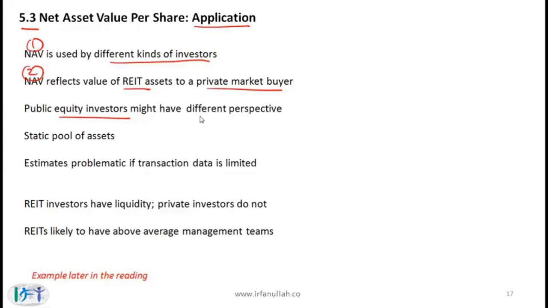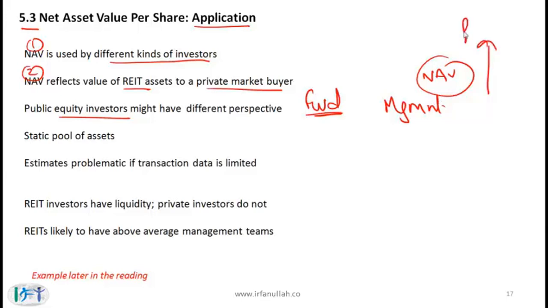Typically, a public equity investor is forward-looking and he will be considering the asset values, but in addition, he'll look at several other factors. For example, the quality of the management team, the outlook of the economy, and so on. And when a public equity investor considers these other forward-looking aspects, the valuation that he might come up with will be different from NAV. And it is largely for this reason that REIT shares often trade either at a premium to NAV or a discount to NAV. It is unusual to find REITs that are trading exactly at NAV.